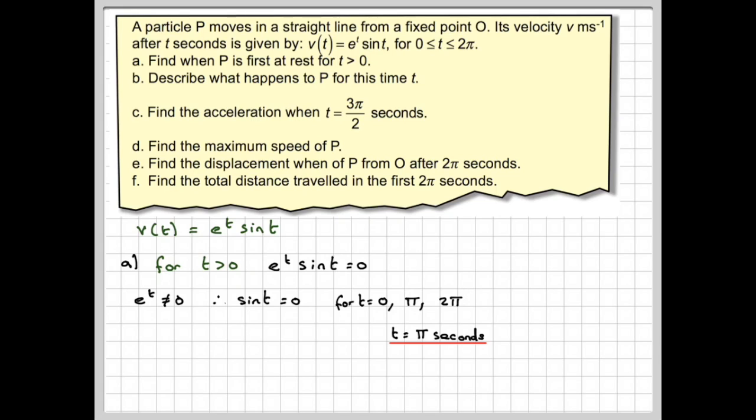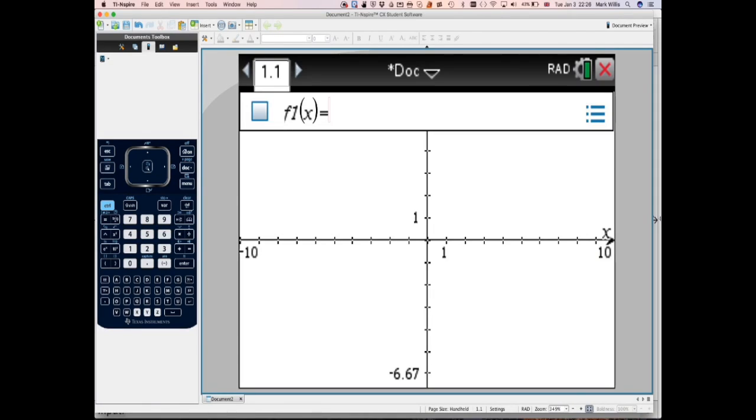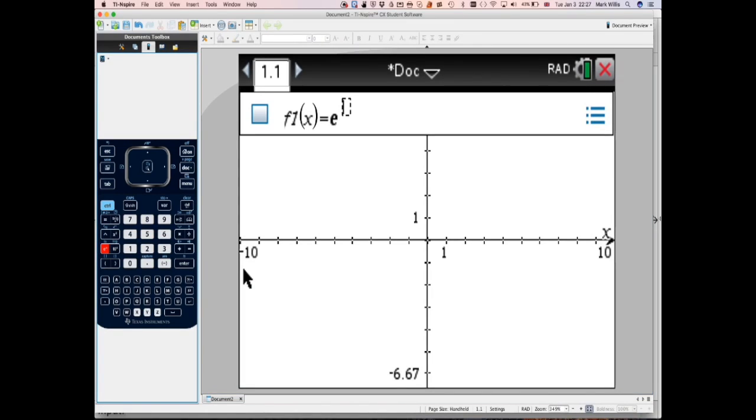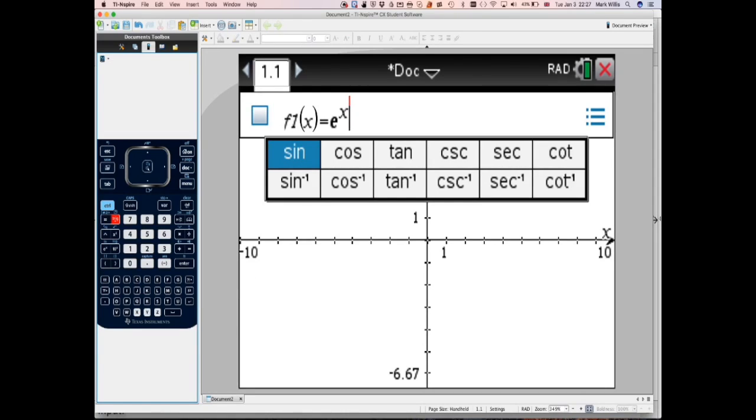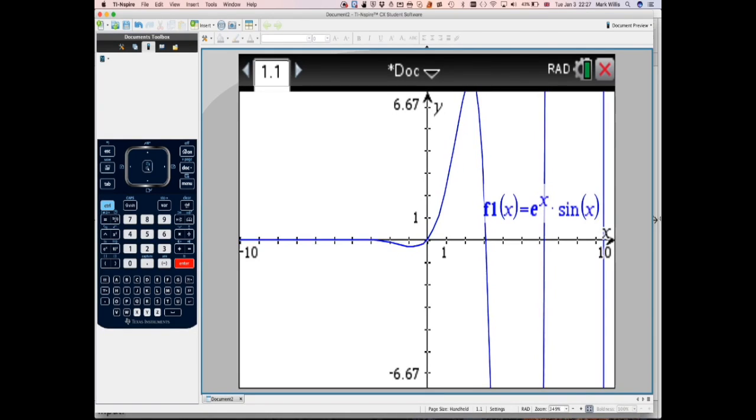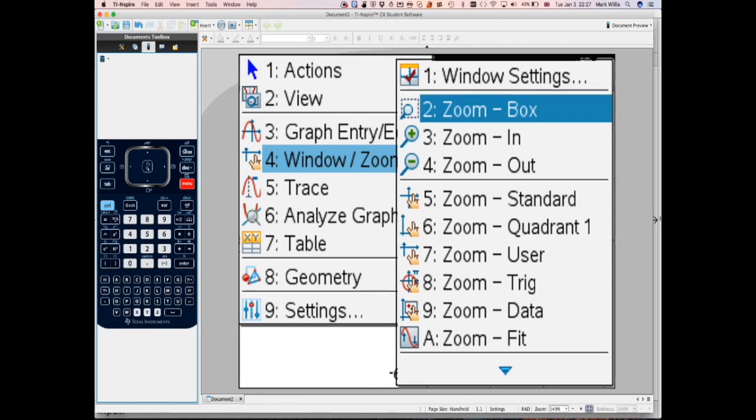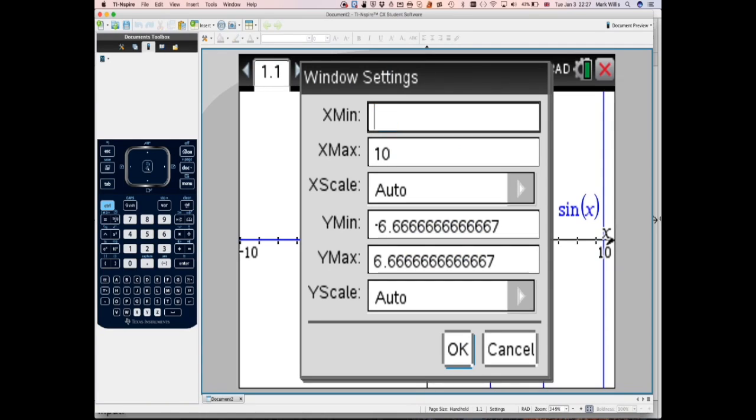So go into my GDC and select a graphing mode, and then enter the function. So we've got e to the x, you have to put it in terms of x, times trig sine x, enter. Then we need to do a little bit of view window. So we go to menu, window zoom, window settings, and we're going to set them from 0 to 2 pi. Now you don't have to use the pi button, we just put 2 pi, and then we'll just press OK. We're not doing anything for the y.